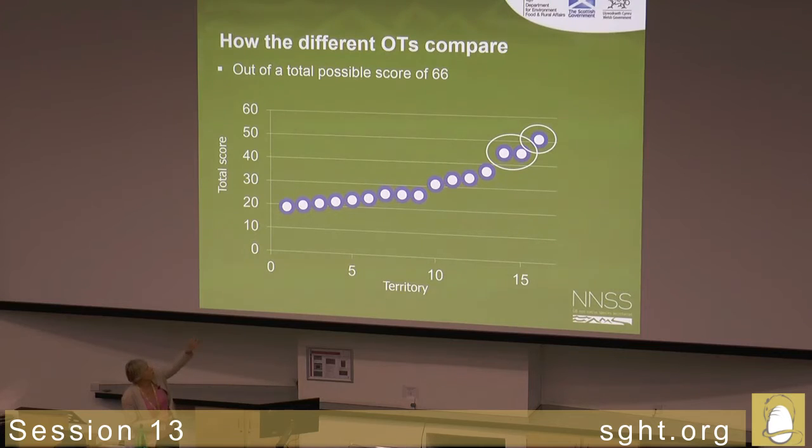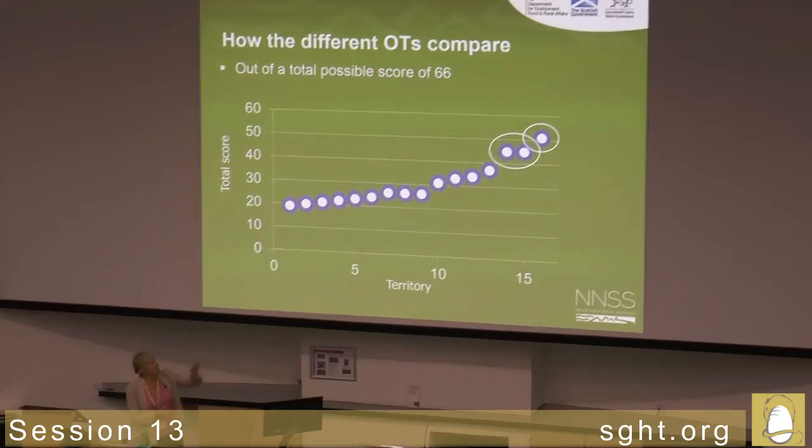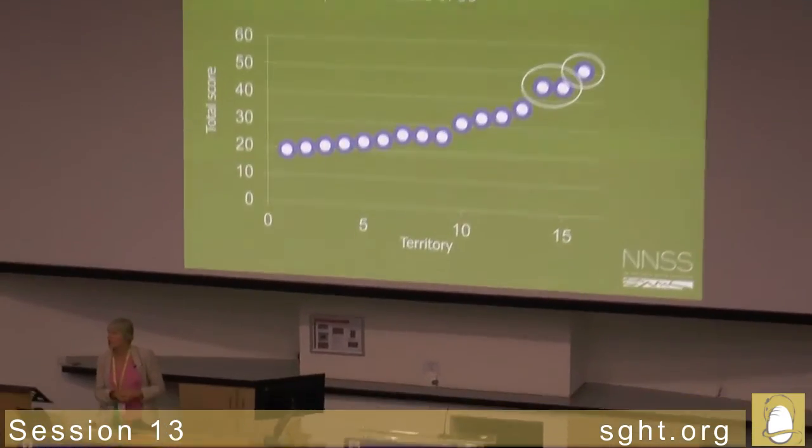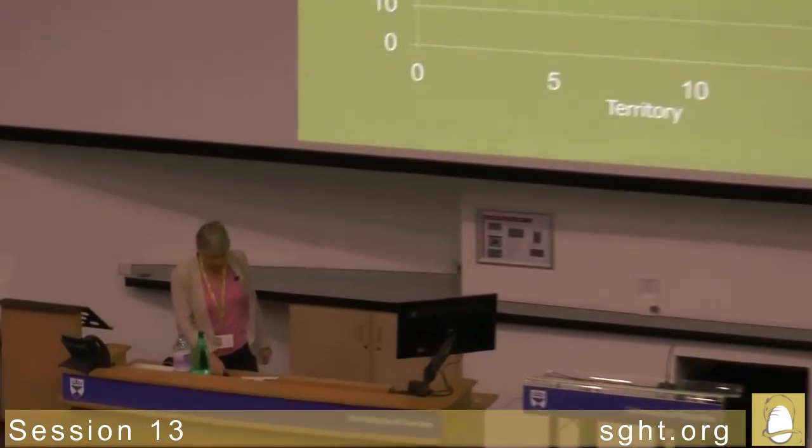Now, I'm not going to go into detail for the others. There isn't very much between them. As you can see, it's a score, just one, maybe two between each one. So the others are kind of clustering, and not much to distinguish between them. It's only really those three that are outstanding. Okay.